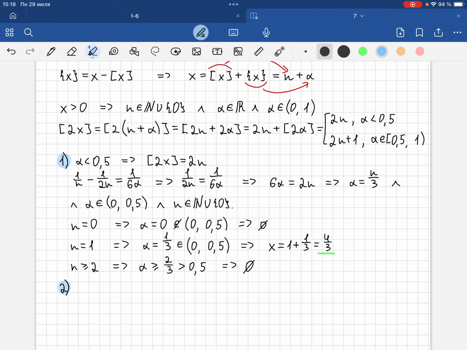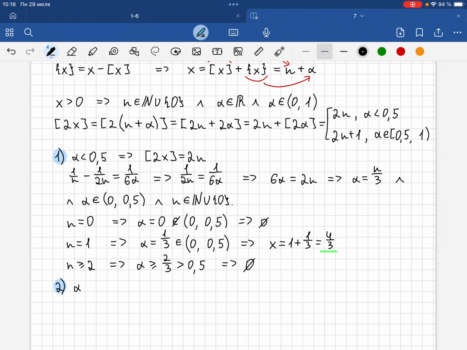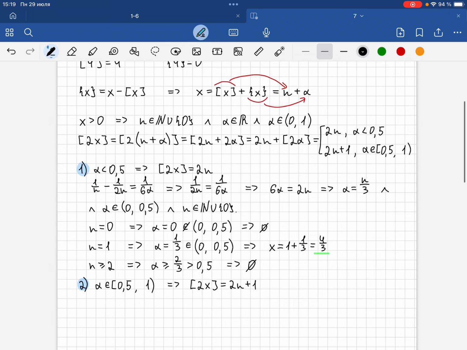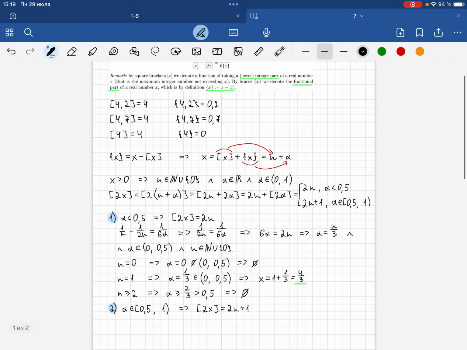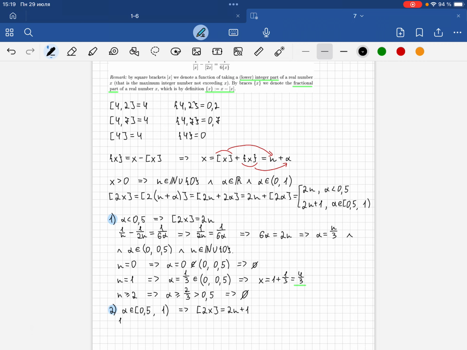In our second case, alpha is greater or equal than 1/2 and is lower than 1. Consequently, our lower integer part of 2x equals 2n plus 1, which means that we can convert our initial equation into 1/n minus 1 divided by 2n plus 1 equals 1 divided by 6 alpha.